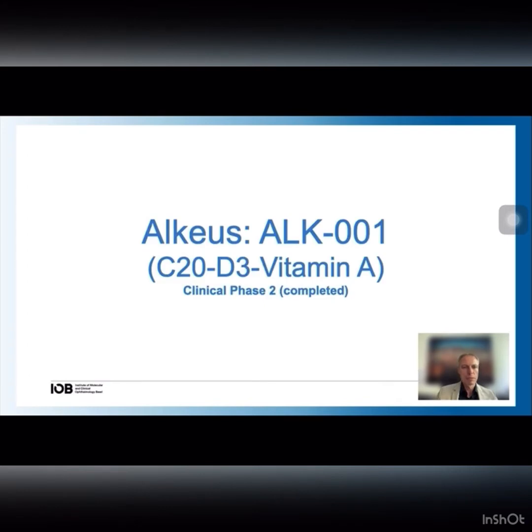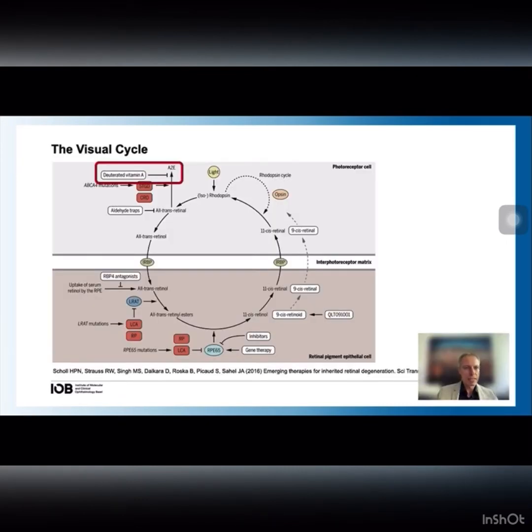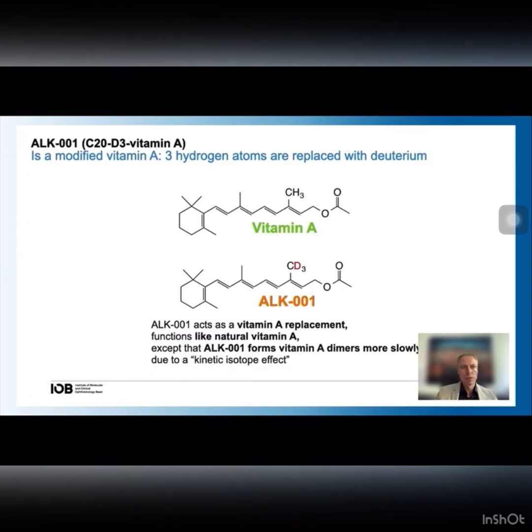In the following, I will present phase 2 clinical data that were first presented at ARVO this year. Again, we see the visual cycle, and you see the role of deuterated vitamin A that is designed to block accumulation of A2E at the level of the photoreceptors and the RPE. ALK001 is a modified vitamin A where 3 hydrogen atoms are replaced with deuterium. The compound acts as a vitamin A replacement and functions like natural vitamin A, except that the compound forms vitamin A dimers more slowly due to a kinetic isotope effect.